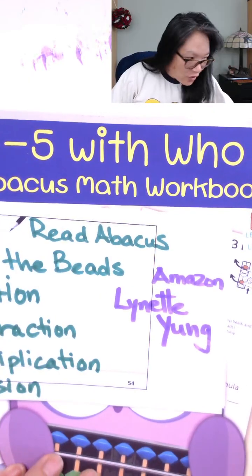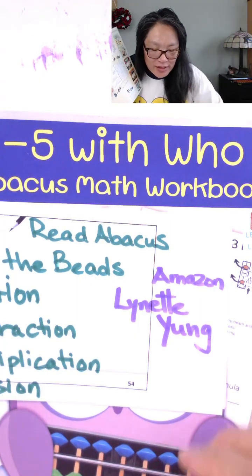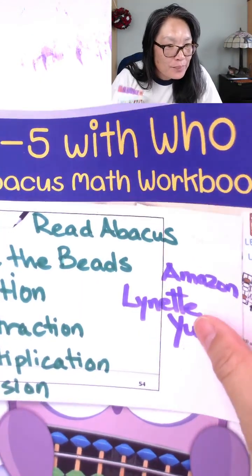Okay, so what are we doing? Okay, so what's the next one is how to make a 10. So the next book is how to make a 10.